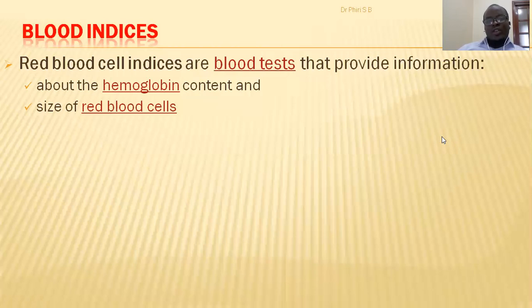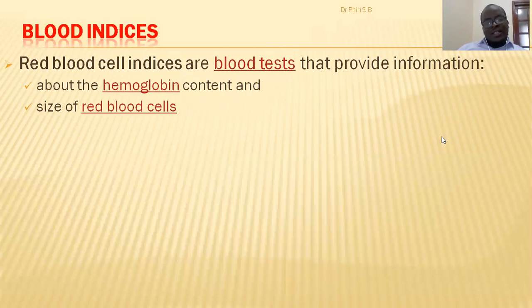When you're talking of hemoglobin content, that will point to the color of red blood cells. If they have normal hemoglobin content, then that cell is called normochromic, because the color is normal. If you have an increase in hemoglobin content, then it will be hyperchromic. If you have a decrease in hemoglobin content, then you have hypochromic cells.